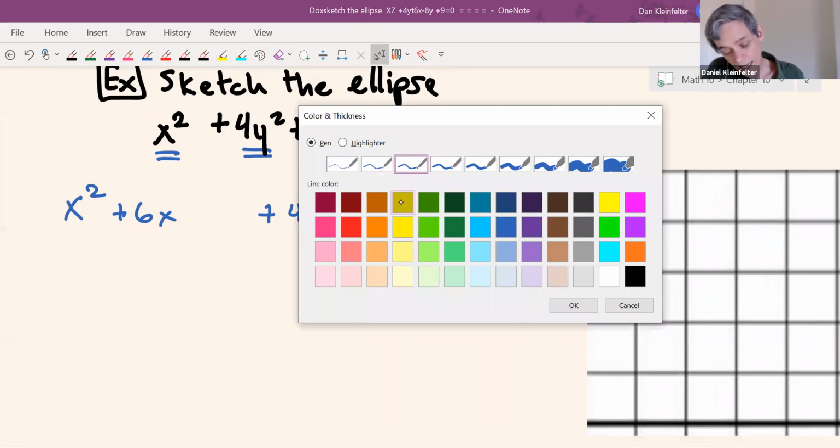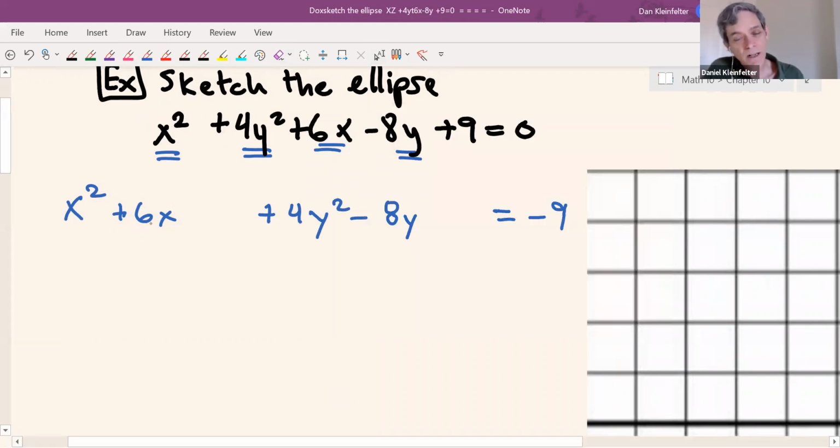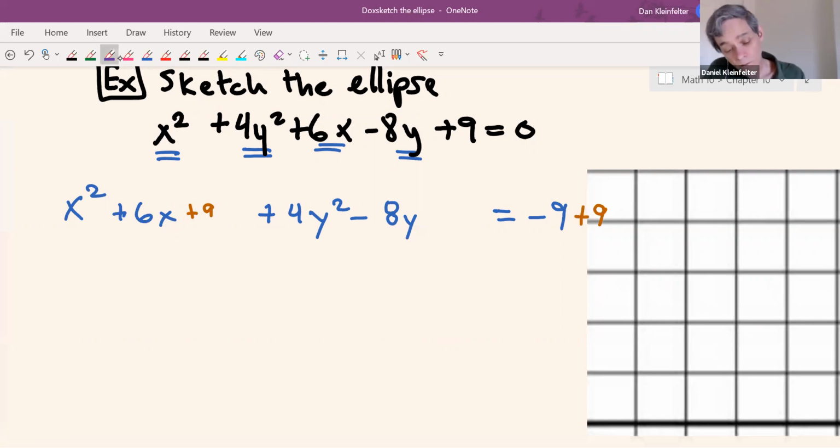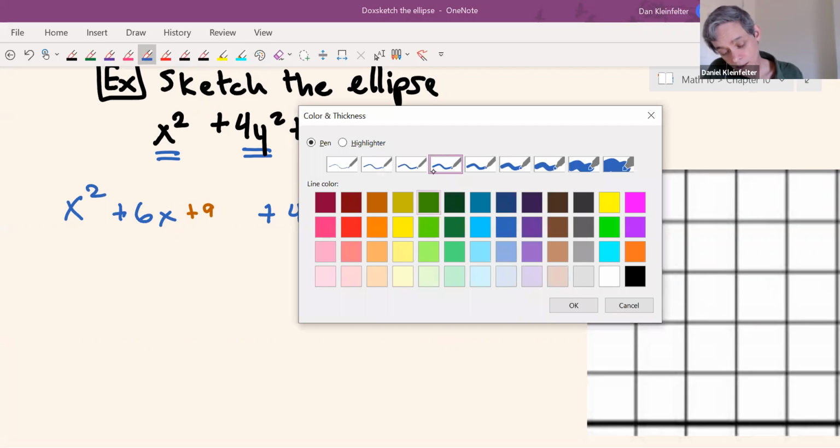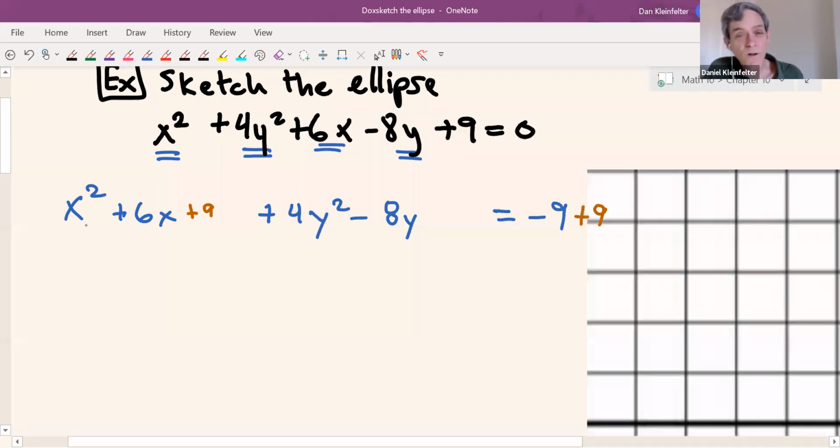So for the x part, half of 6 is 3. 3 squared is 9, so let me add 9 to both sides. Okay, and so we'll do this in 2 steps. It's a little longer, so 2 steps is good. So the first 3 terms, x squared plus 6x plus 9, that will factor as (x plus 3) squared.